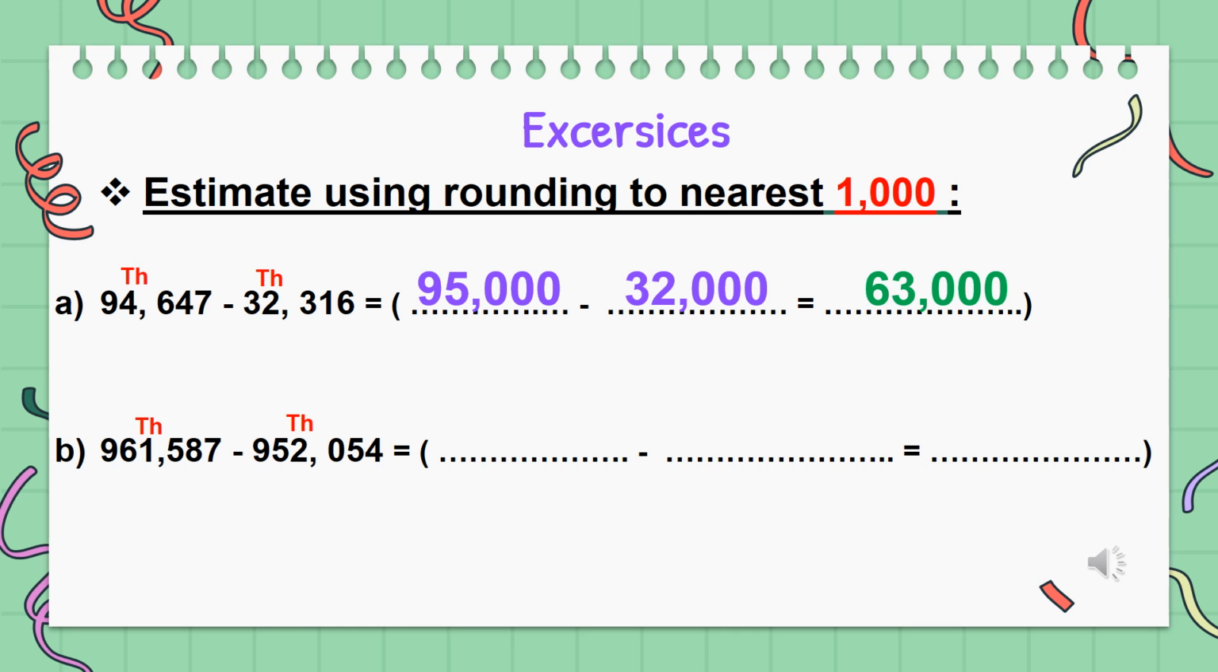Letter B, we have here 961,587 minus 952,054. In the first number here, 1 in 1000 place, look at 5. 5, you are rich or poor? I am rich. So I will give an extra 1 to be 962,000. The second number here, 2 in 1000 place, look at 0. 0, are you rich or poor? Poor. So the estimate will be 952,000. And the difference here is 10,000.